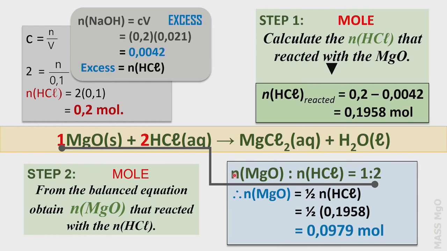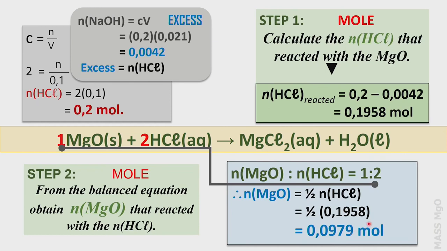So I say the number of magnesium oxide to hydrochloric acid is 1 mole to 2 moles. That means magnesium oxide is half of hydrochloric acid. Of course, 1 is the half of 2. So magnesium oxide is half the number of moles of hydrochloric acid, which is half of that number up there. And this is the magnesium oxide which I have.